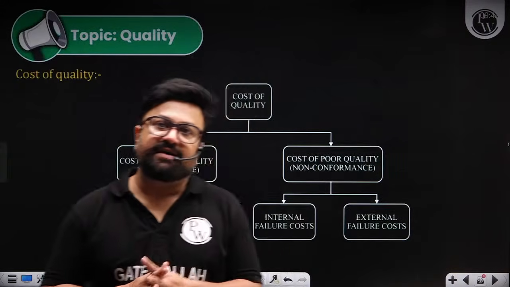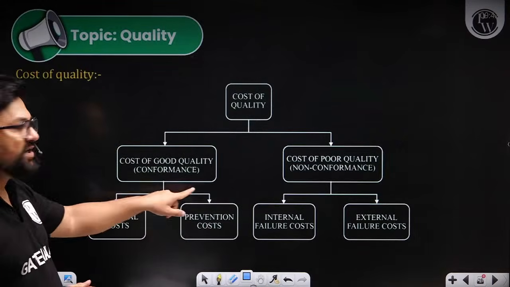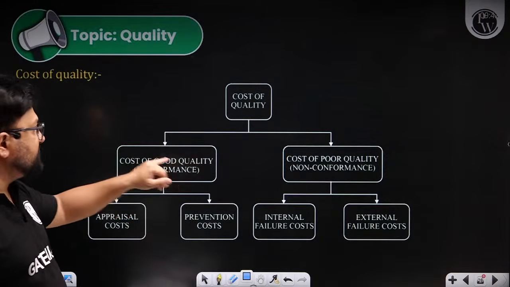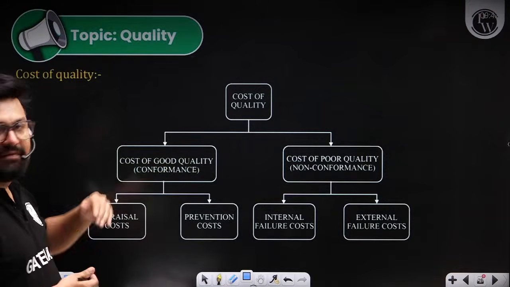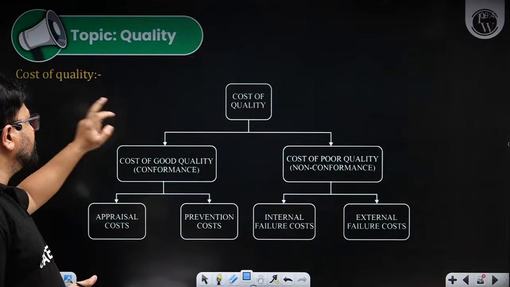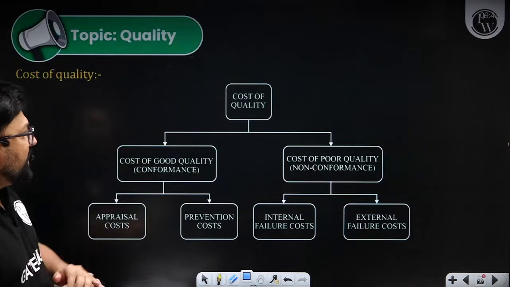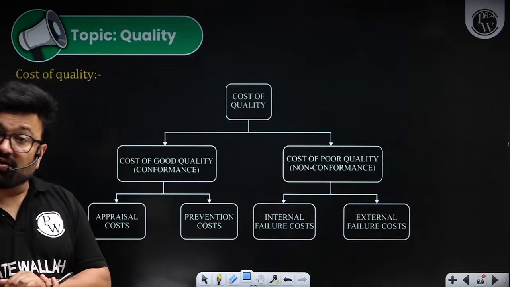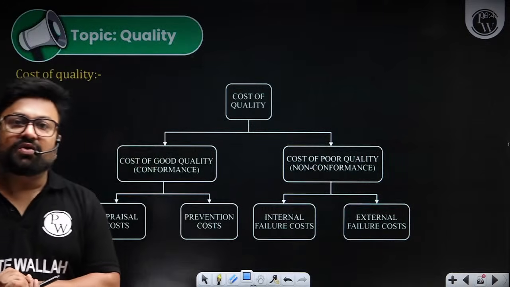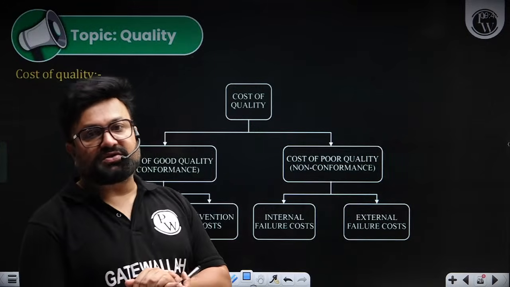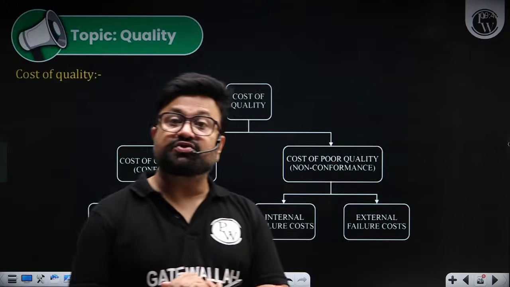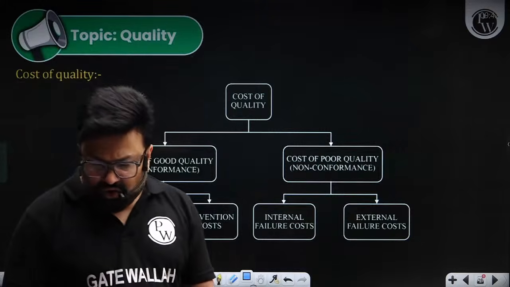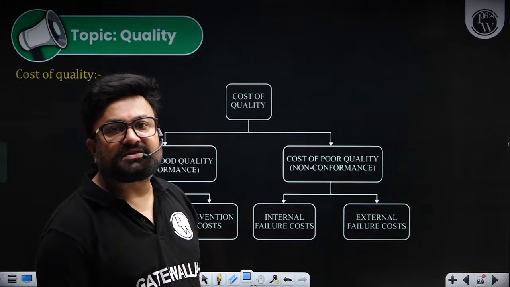So cost of quality, this is the chart. It is easy to remember that cost of quality is subcategorized into 2: cost of good quality, I will explain it, don't worry, and cost of poor quality. Cost of good quality is conformance, cost of poor quality is non-conformance. Now cost of good quality is divided into cost of appraisal and prevention cost, and cost of poor quality is divided into internal failure cost and external failure cost.